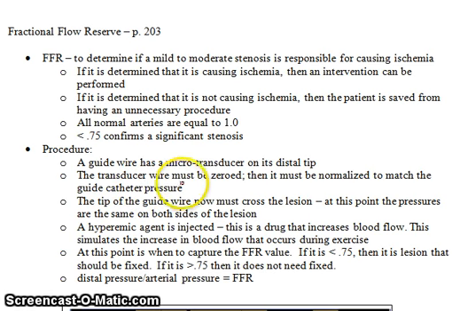In the actual procedure, the wire must be zeroed. Then the wire is advanced into the guide catheter, where it has to be normalized to match the guide catheter pressure. The tip of the wire, which has the transducer, now must cross the lesion. At this point, a lot of times the pressures are the same on both sides of the lesion, but not always. But really that doesn't matter, as long as the wire is zeroed and the pressures are normalized before you cross the lesion. That's what's most important. After you cross the lesion, the pressures might be a little bit different.